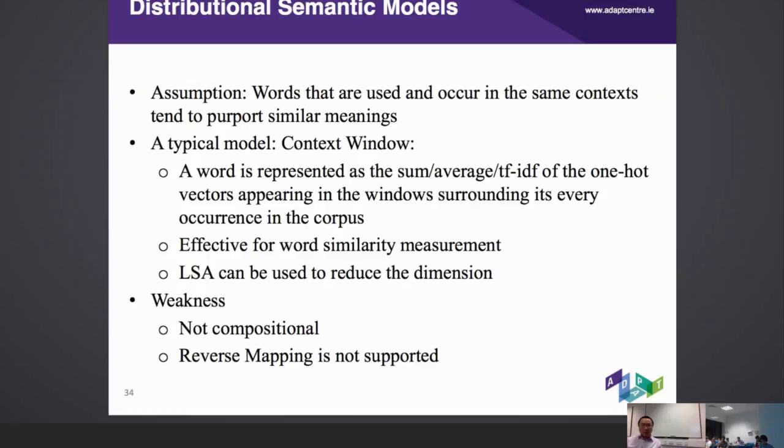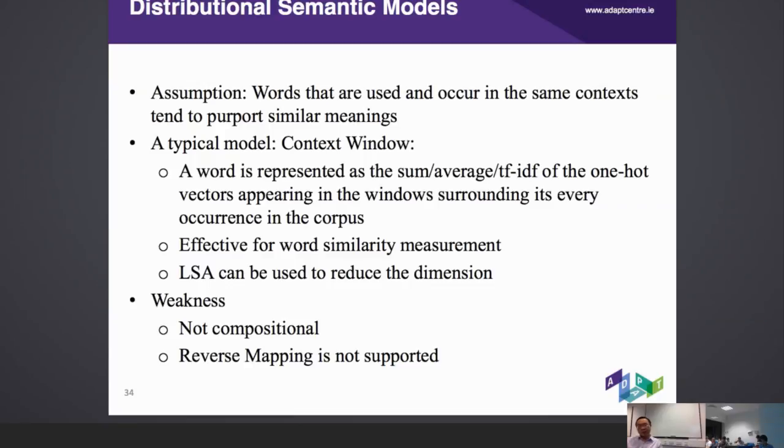This idea is very good. It's very effective for computing word similarity. Also, we can use some other technique to greatly reduce the dimension, but it's still not good enough to implement a machine translation system.